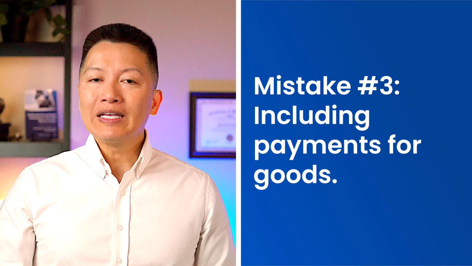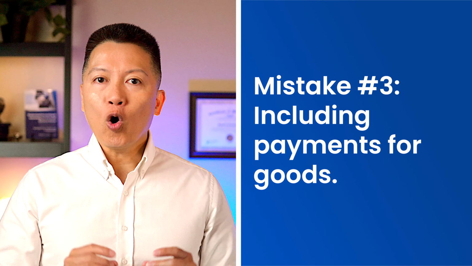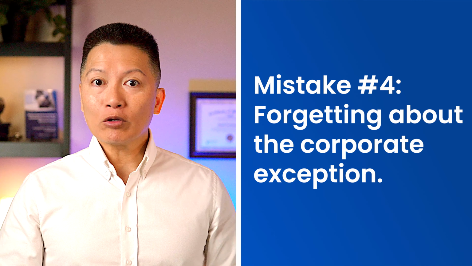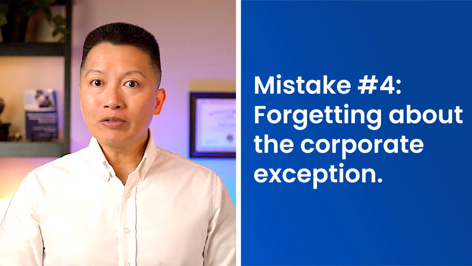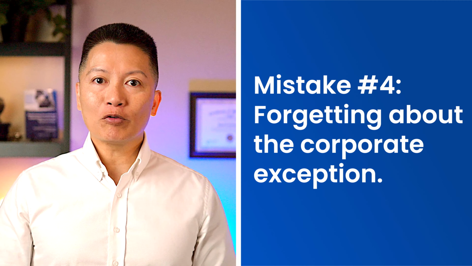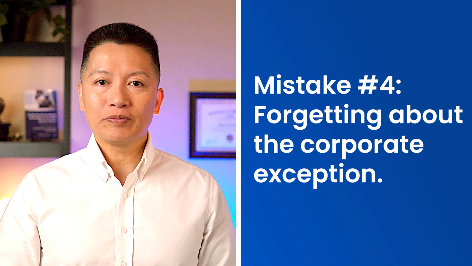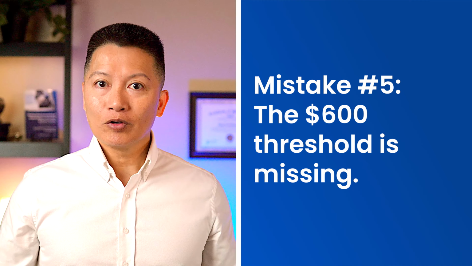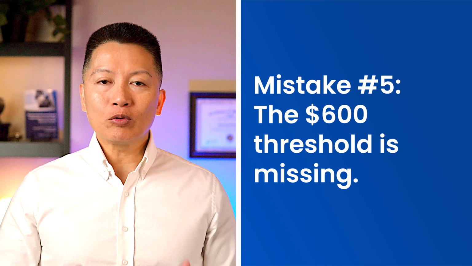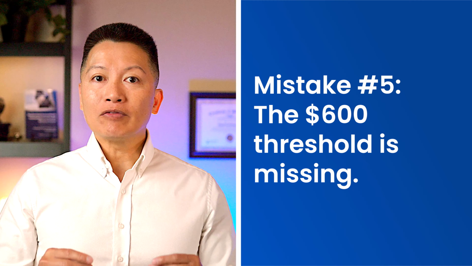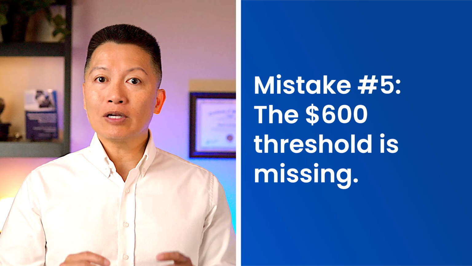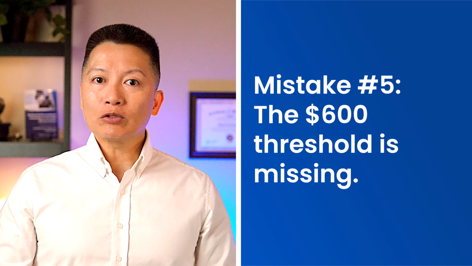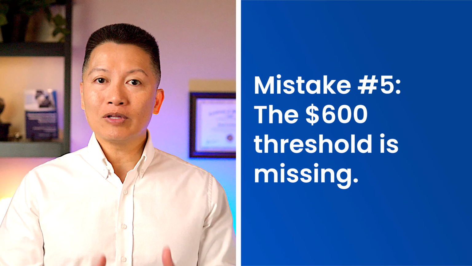Mistake number 3, including payments for goods. Only include payments for services. Mistake number 4, forgetting about the corporate exception. You usually don't need a 1099 for corporations except for attorneys and some medical providers. Mistake number 5, missing the $600 threshold. Remember to add up all the payments to a contractor for the entire year. If the total is $600 or more in 2025 or earlier, they need a 1099. But remember, this threshold is increasing to $2,000 in 2026.